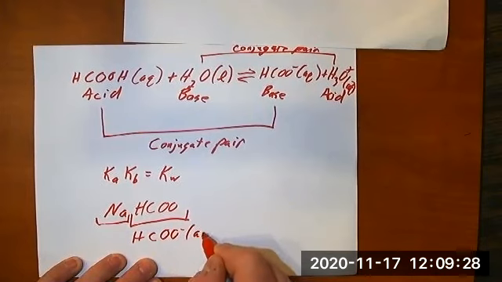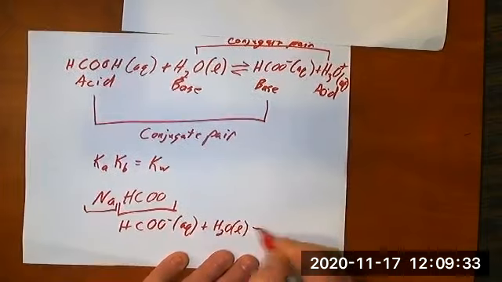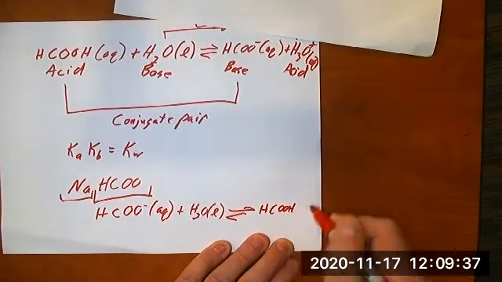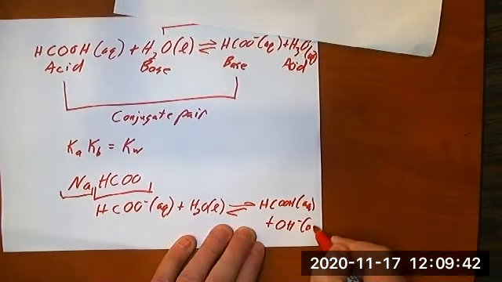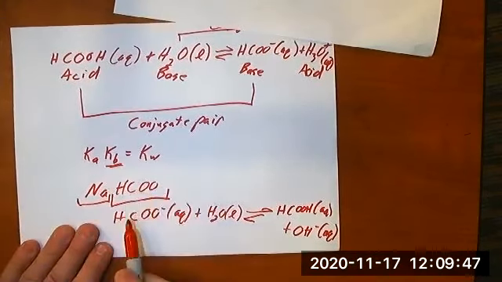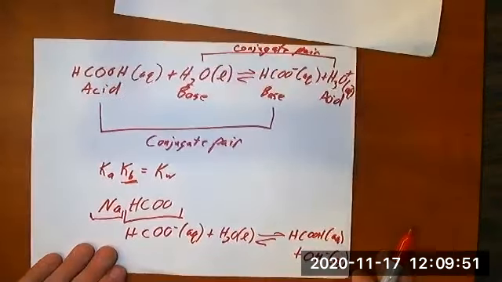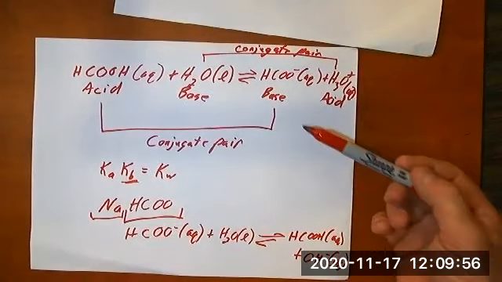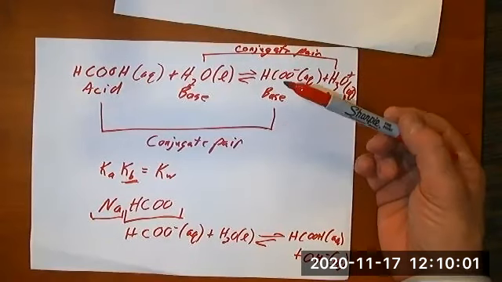HCOO-, aqueous, plus H2O is in equilibrium with formic acid, aqueous, plus the hydroxide ion. We can find the Kb for this from the Ka for formic acid. So these are a couple of the reasons why being able to identify conjugate pairs like this is extremely important.